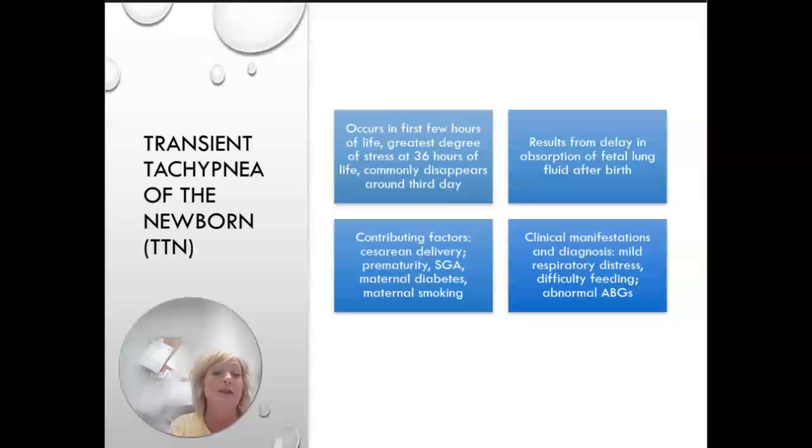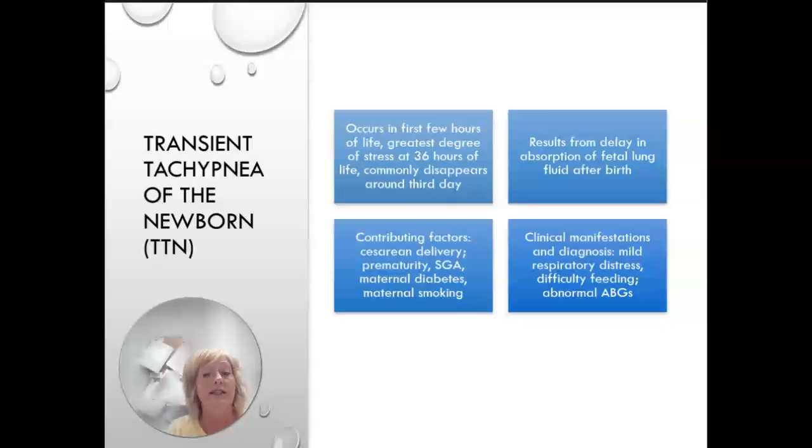So we see these babies with a little bit more fluid in there, so they're going to have that tachypnea a little bit more. So we see this transient tachypnea in our C-section babies, our premature babies, our small for gestational age babies, if mom was a smoker, mom was a diabetic.